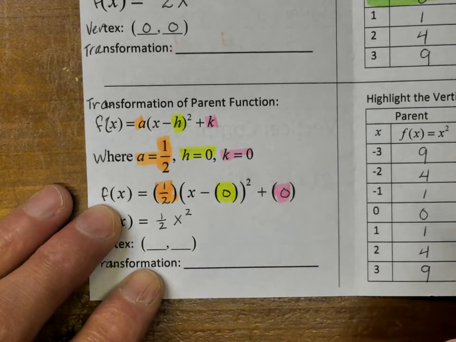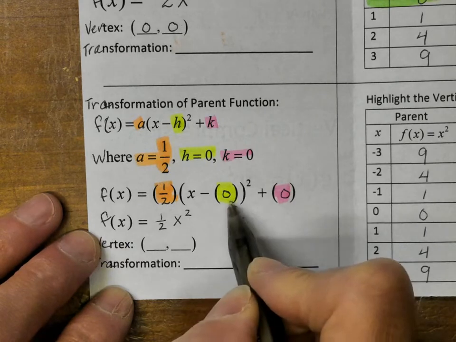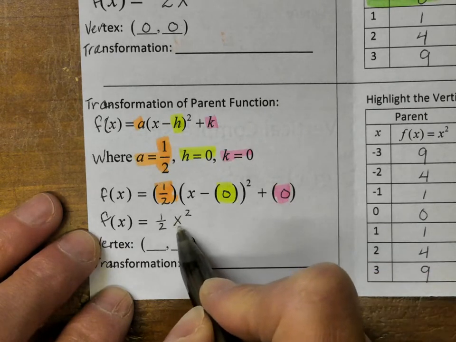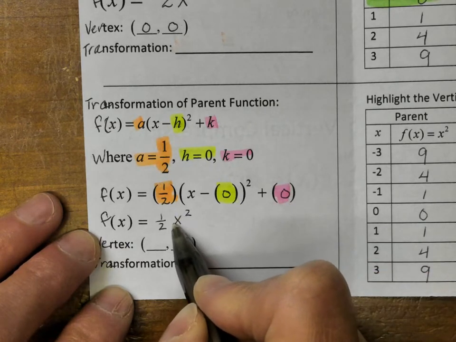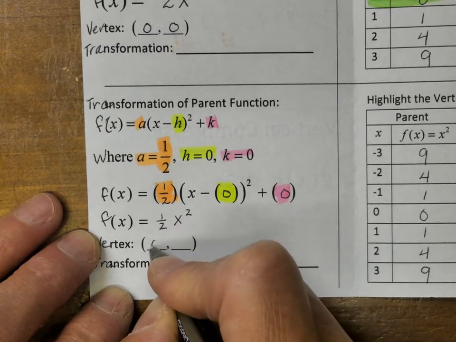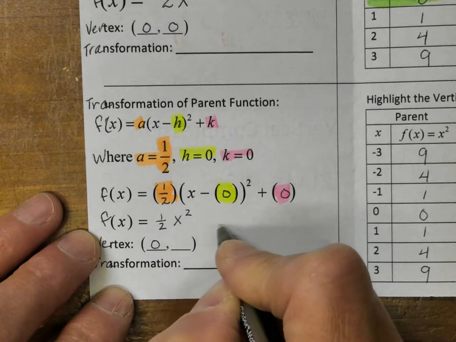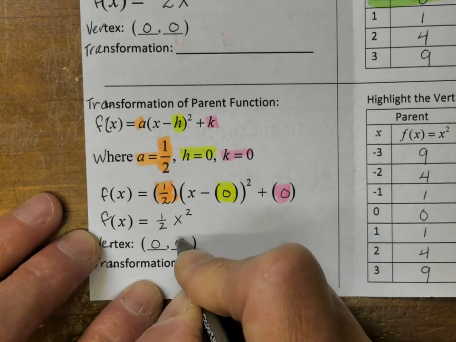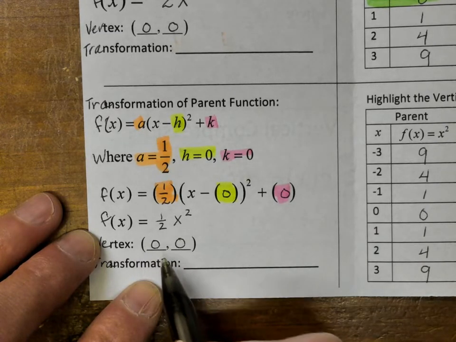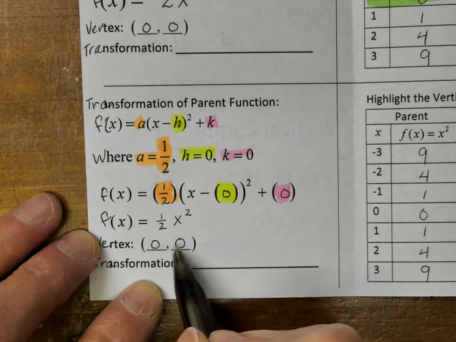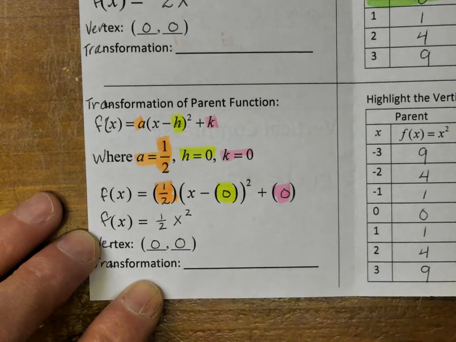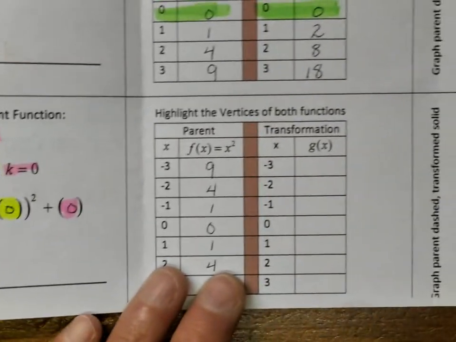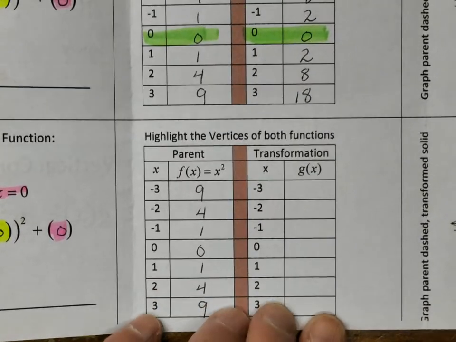x squared. My vertex is 0, 0, because there's no parentheses with something being added or subtracted to x. So my h is 0. I don't have a plus or minus something here at the end, so my k is 0. So this is my vertex. This is my hk. Remember, hk is a special xy. So let's see what happened here.